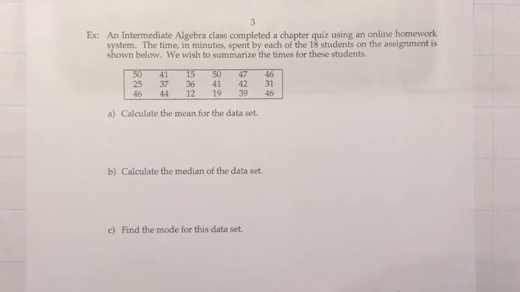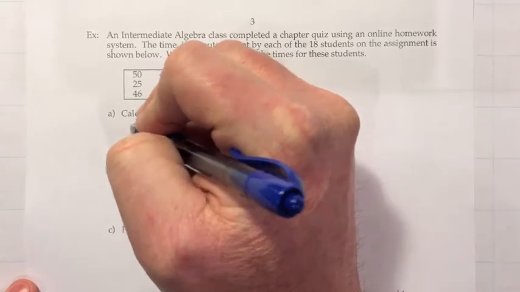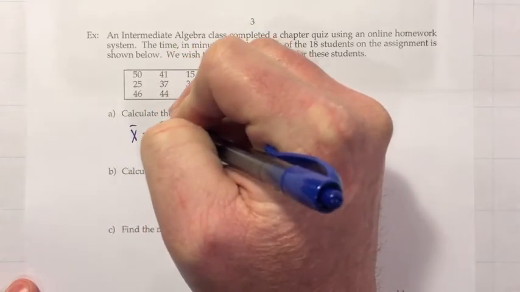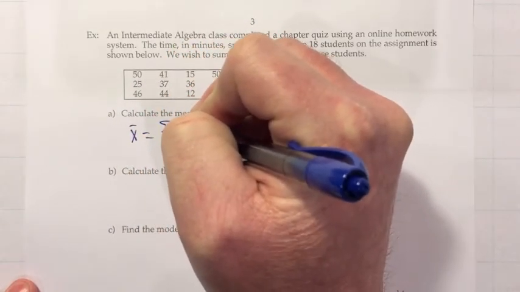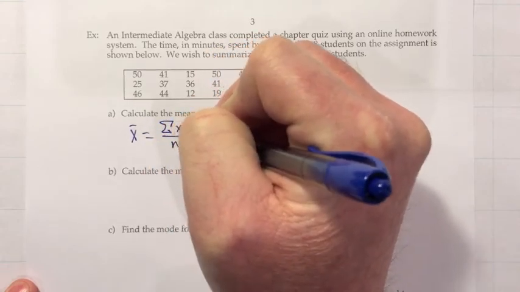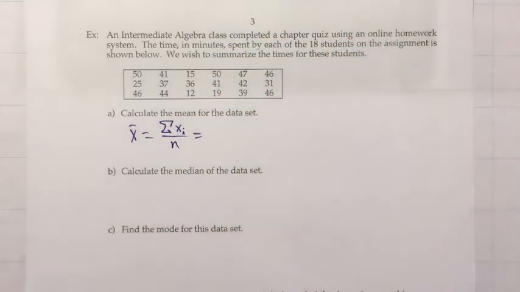All right, so if we want to calculate the mean for the data set, then we're going to do x bar. It's going to be the sum of those x values, and then we're going to divide it by the number of x values. So the first thing we would need to do is add up all the data. And I want to go ahead and show you a little bit of a shortcut for that on the calculator.